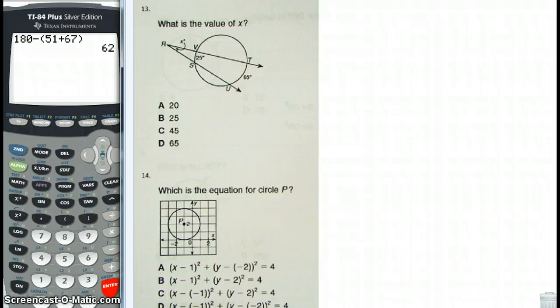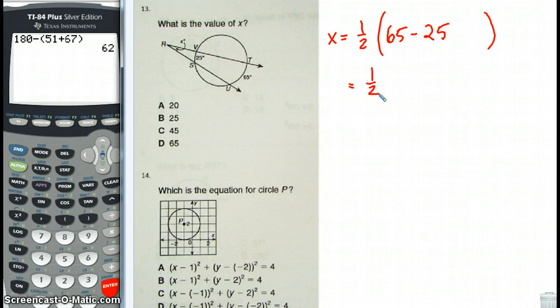All right, what's the value of x here? And this theorem says that x is actually going to be half of the large part, 65, minus the short arc that it intersects, 25. And what does that come out to be? Does it come out to be 20? No, 40. Half of 40 is 20. So number 13 indeed is 20.